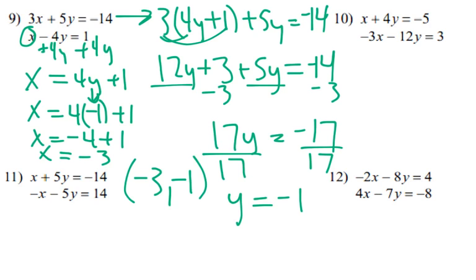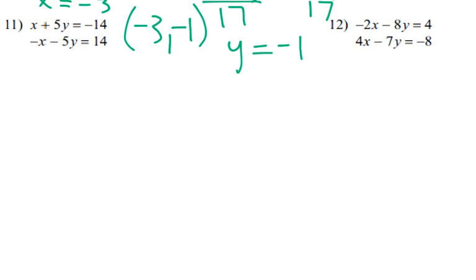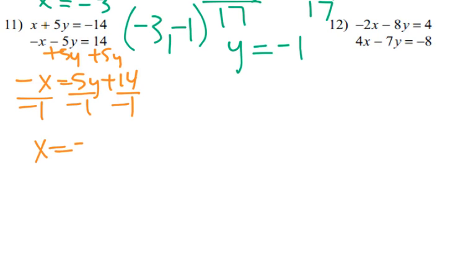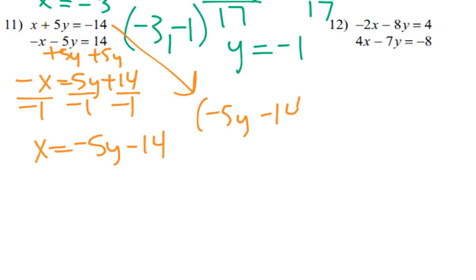Okay, now if we take a look at number 11, same idea. Okay, so I'm going to maybe solve for that x. So add 5y. So we have negative x equals 5y plus 14. Then we divide everything by negative 1. We get x equals negative 5y minus 14. So now I can take my other equation, and for x, just plug in negative 5y minus 14 plus 5y equals negative 14. I'm not multiplying by anything, so just rewrite it without the parentheses.